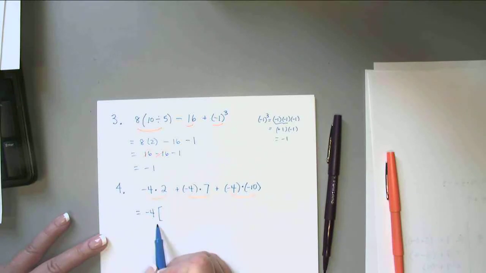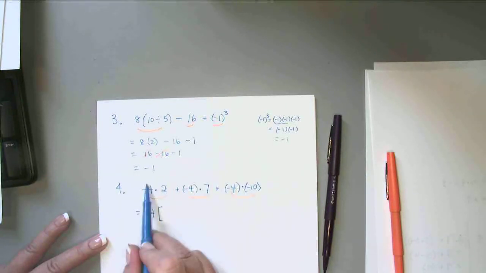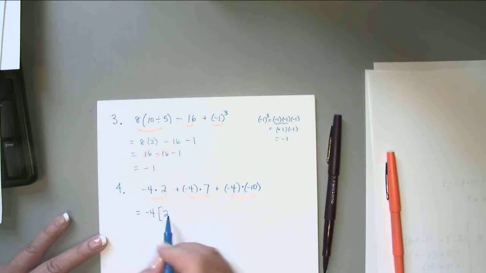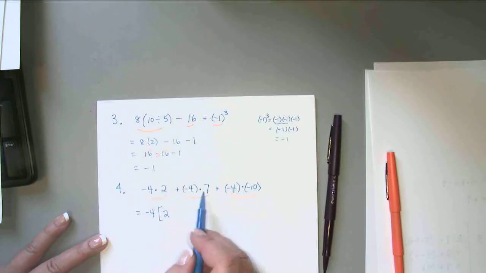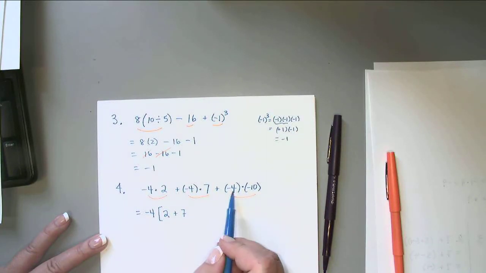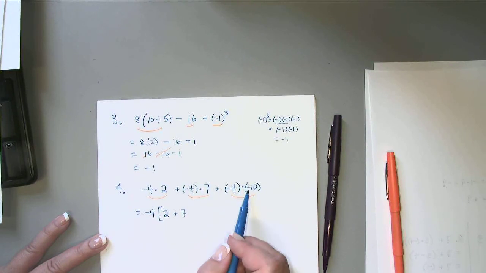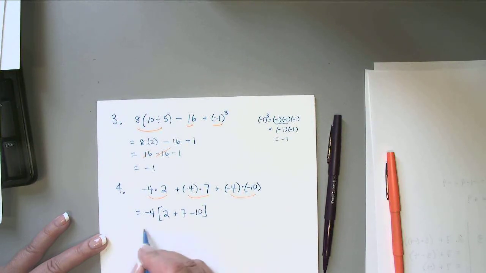Just putting a big bracket so we can see the bracket. If we take the negative 4 out of negative 4 times 2, we're left with a 2. Take the negative 4 out here, we're left with a positive 7. And if we take the negative 4 out here, we're left with a negative 10. So this is negative 4. And then if we work out the inside of this, they're all plus or minus. As long as you keep the 10 as being negative, then you can do these in any order. But 7 plus 2, or 2 plus 7 is 9, minus 10 is negative 1. Negative 4 times negative 1 is positive 4.